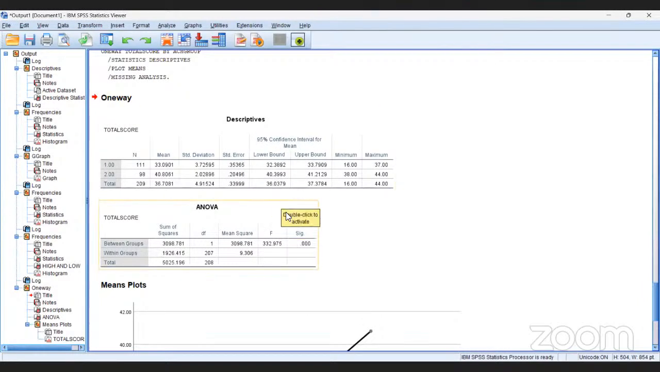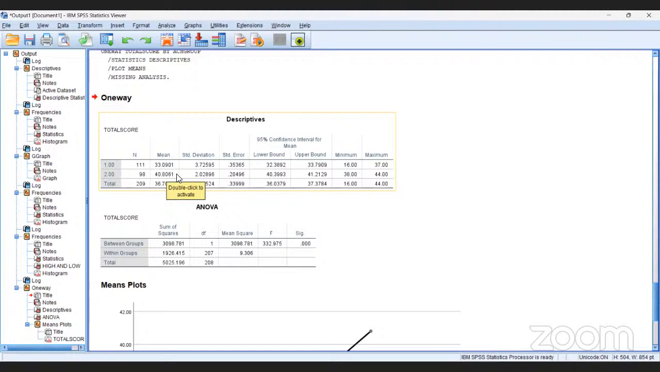So here I find that my experimental group has a mean higher than the control group. 40.81 is the mean of achievement motivation. They have received achievement motivation training.